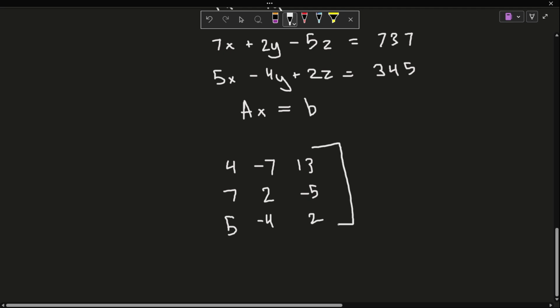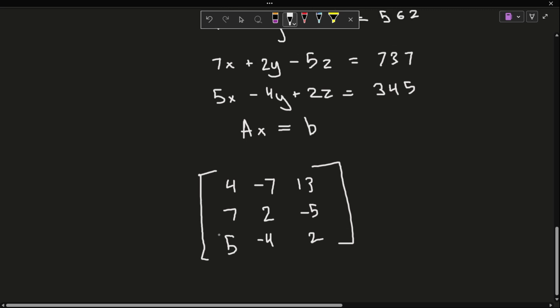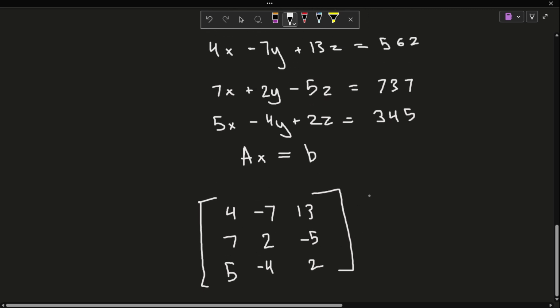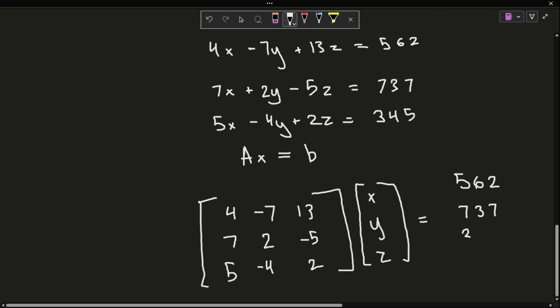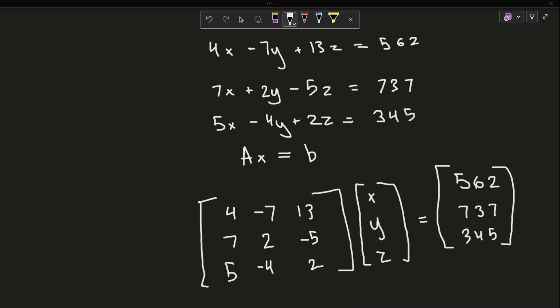Okay, great. And then I will erase this, and we will add our new coefficients to A. So this is A. It's just a matrix containing all our coefficients organized like that. And then our variables go in their own matrix, or vector if you would prefer, x, y, z. And then our solutions, 562, 737, 345. And these go in their own matrix. And so this is how we can represent our system as a matrix equation.